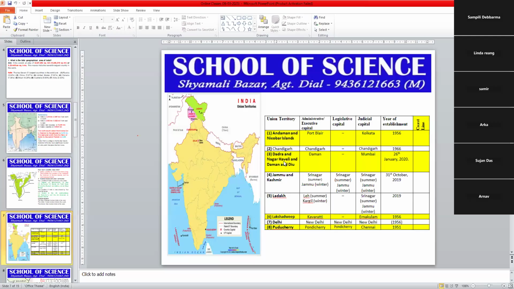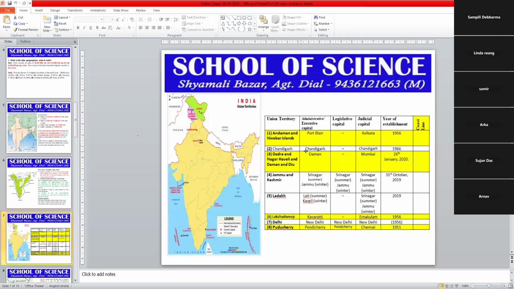Today we'll discuss the Union Territories. So, India has 8 Union Territories. Okay, the yellow marked portion signifies that they share their borders with the sea. So you see Andaman and Nicobar Islands, the administrative or executive capital, whatever you say, is Port Blair, and the judicial capital of Andaman and Nicobar Islands is Kolkata. Sometimes they ask this: what is the judicial capital of Andaman and Nicobar Islands? It is Kolkata, and the year of establishment is 1956.